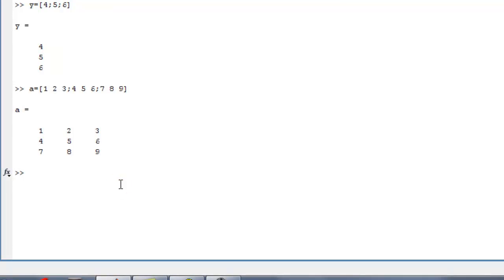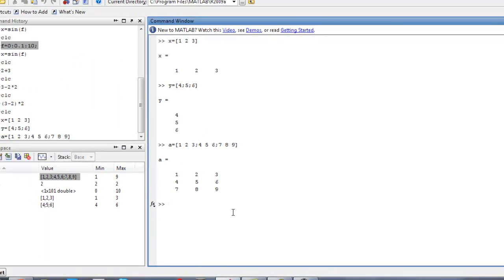Right, so what happens when we multiply arrays? We can use it as a super calculator. So let's try multiplication of arrays.